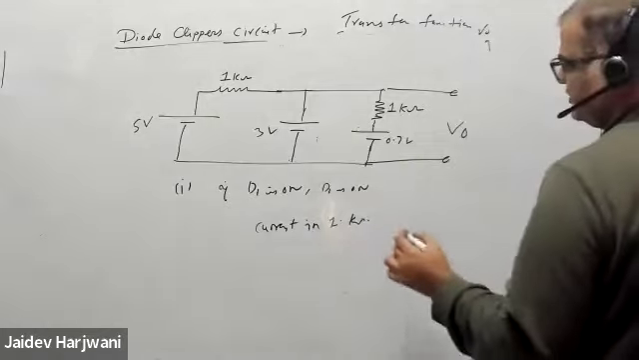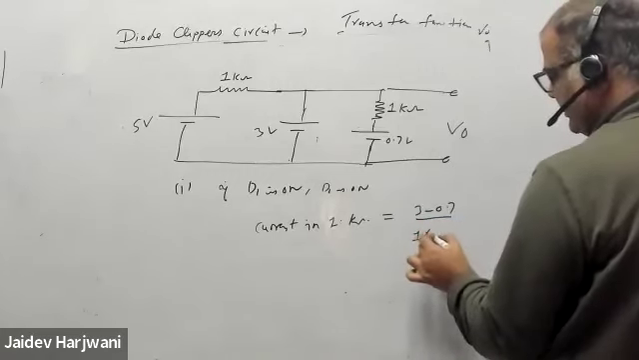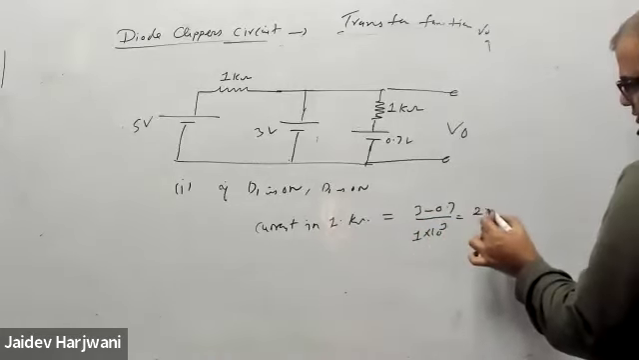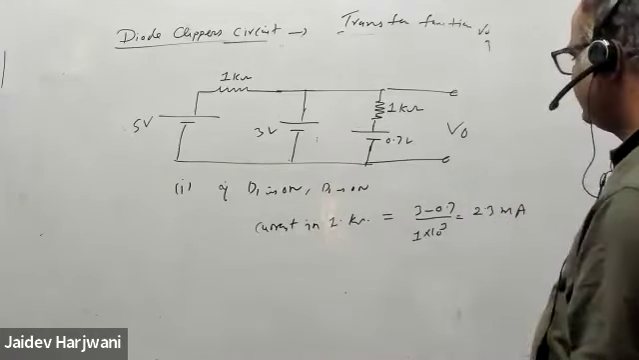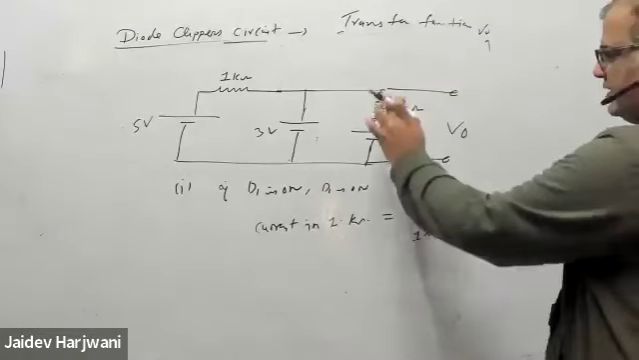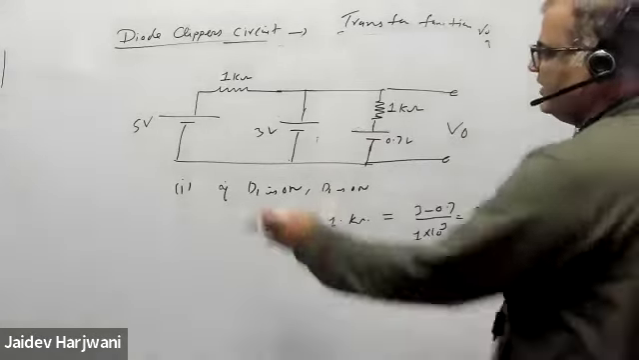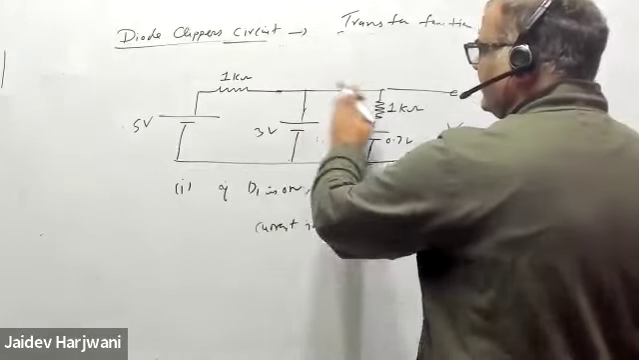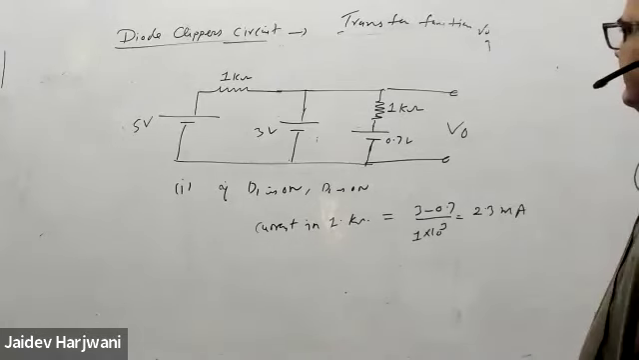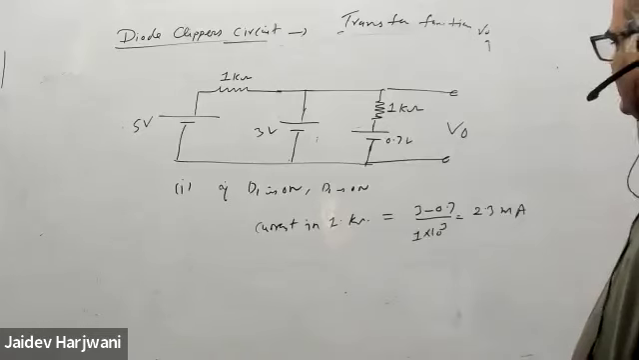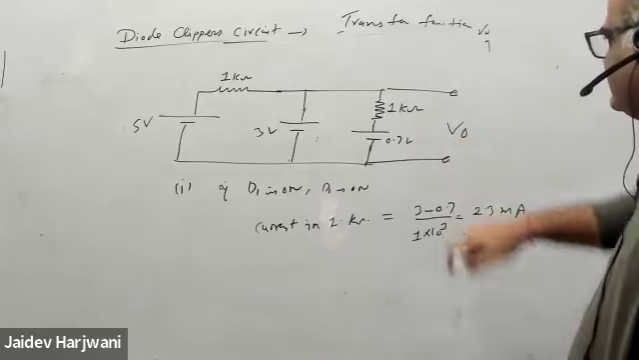So this will be 3 minus 0.7 divided by 1 kilo ohm. That will become 2.3 milliampere. That means 2.3 volt is lost here, and 0.7 here. Now apply KVL in this loop. What will happen? Can I apply KVL here? So here is 2.3 volt, and this one.